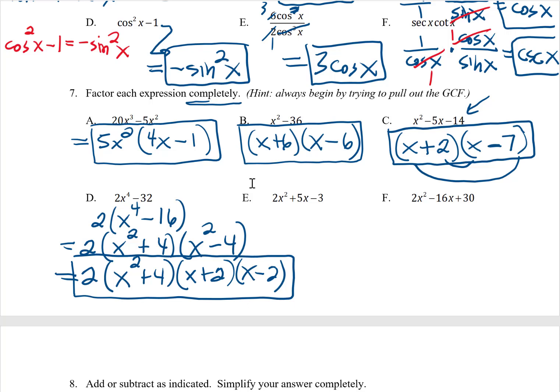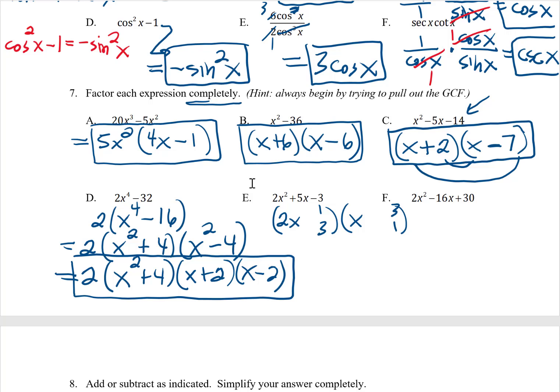Letter E is kind of like letter C. I don't have a GCF. I see three terms. So again, I'm thinking in terms of somebody's FOIL problem. 2x squared at the front, that means this has got to be a 2x and an x. The 3 at the back means either this is a 1 and a 3 or a 3 and a 1. It's the only way I can make a 3 in the back there.